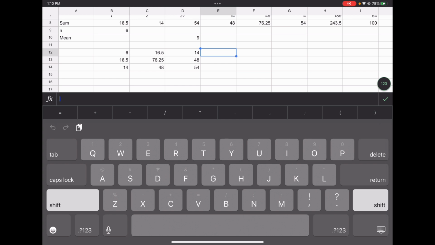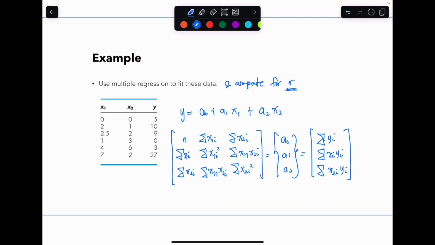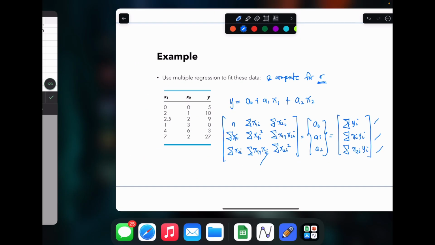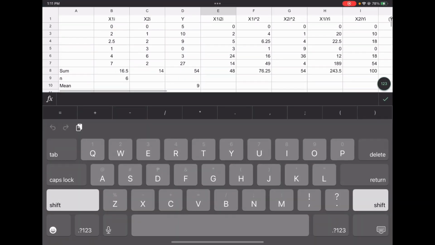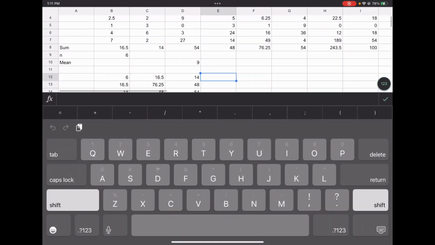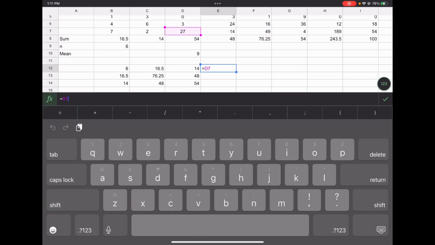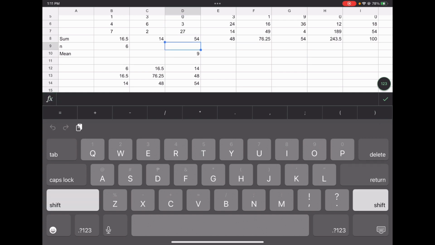Okay, so now this one is the y sub i. Remember, this is what we've done so far. This given matrix is done. So we proceed with y sub i, then the summation of x sub 1 y sub i and x sub 2 y sub i. For the y sub i, the summation is 27, which is 54. This is equal to y sub i.